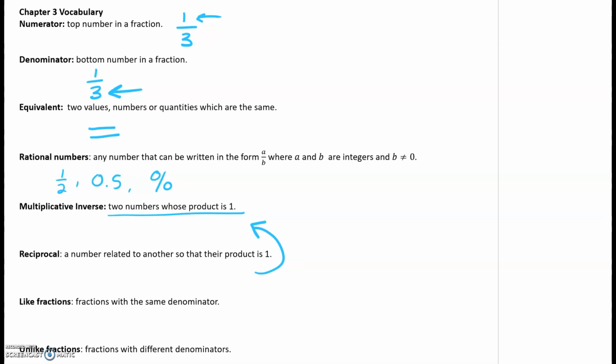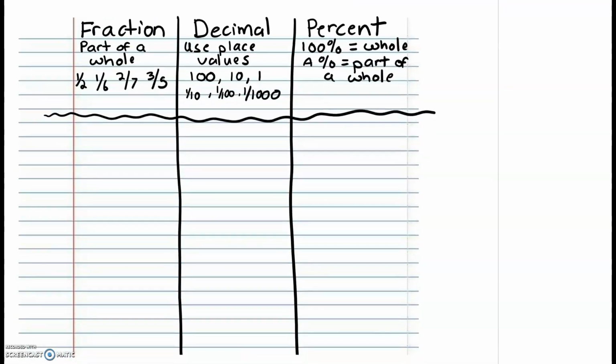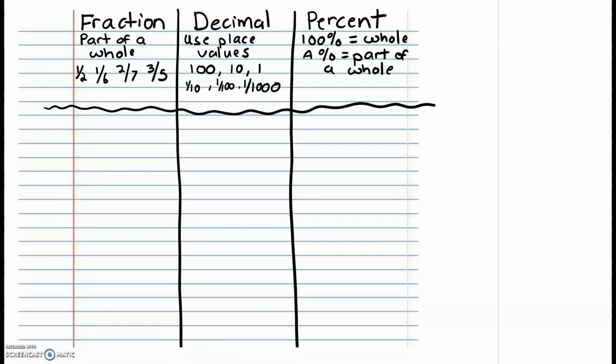Like fractions have the same denominator. So 1 over 2 and 2 over 2 would be like fractions. And then unlike fractions have different denominators. So 1 over 2 and 1 over 3 would be unlike fractions. All right, moving on. So again, pause the video and write this down on your paper.